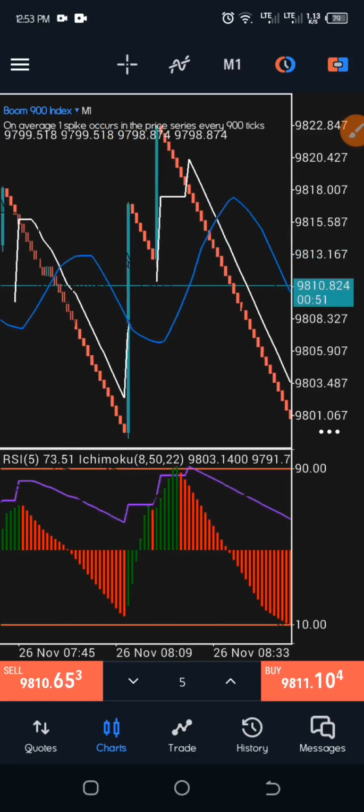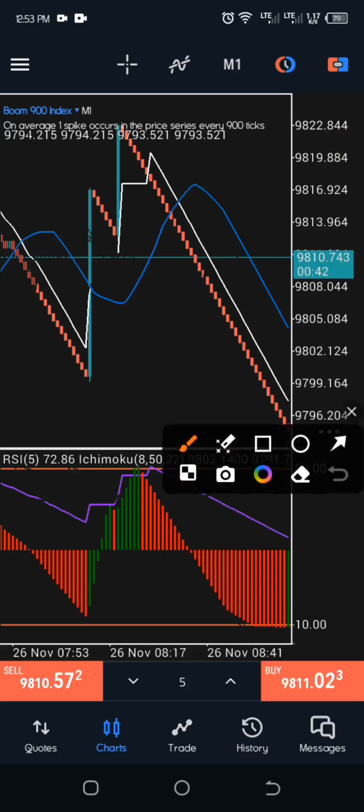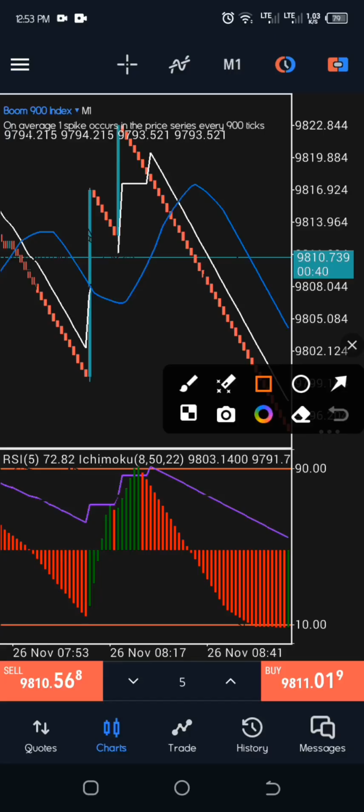Here I'm going to be using this Boom 900 as an example, and I'm going to use this price action move as well. Now what can you see right here? The first thing we do whenever we want to take a trade with this strategy is look for the momentum of the oscillator. We are looking for a sell on Boom, and we are looking for a buy on Crash.